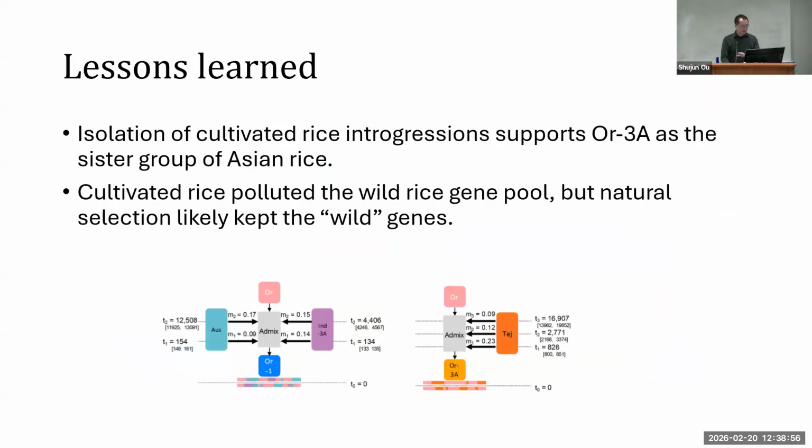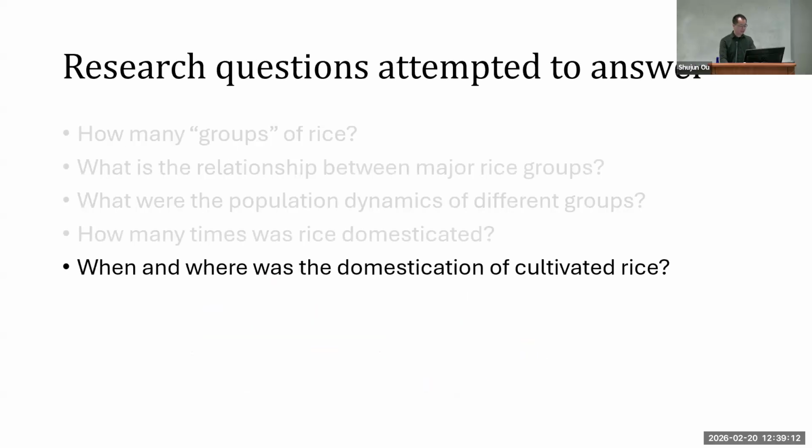So yeah, the lesson learned here is isolation of cultivated rice introgressions supporting OR3A as a sister group of Asian rice, and then cultivated rice polluted the wild rice gene pool, but natural selection likely kept the wild genes that happen to survive in the wild. So the last question I want to explore here is, not when, but where was the domestication of cultivated rice?